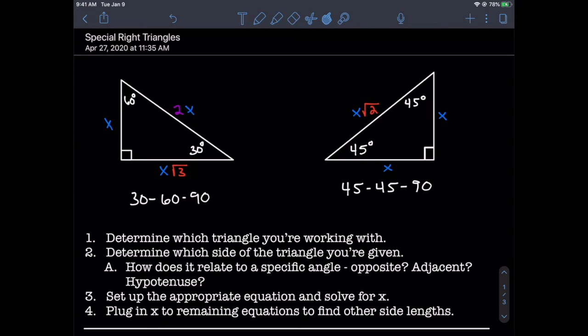Once you figure that out, the next thing you got to do is determine which side of the triangle you're given. Are you given, say, the side that's opposite to the 30 degrees? That would be the best situation for us in that type of triangle. We'll get into the particulars for that in the examples below.